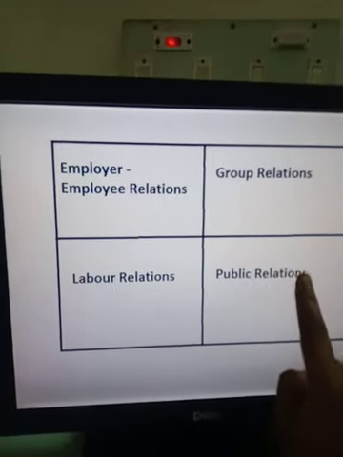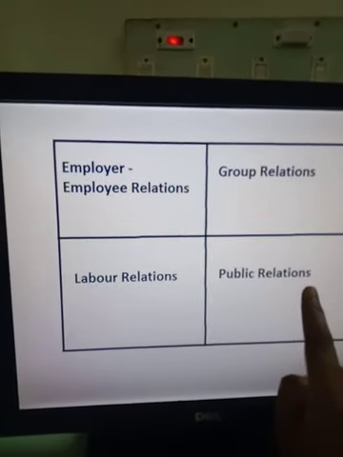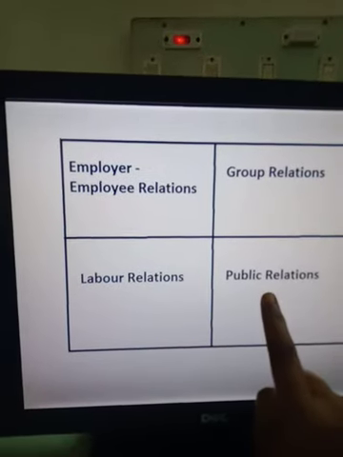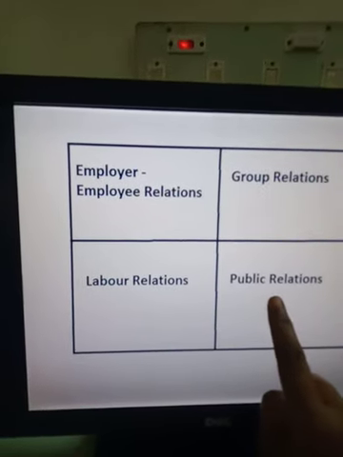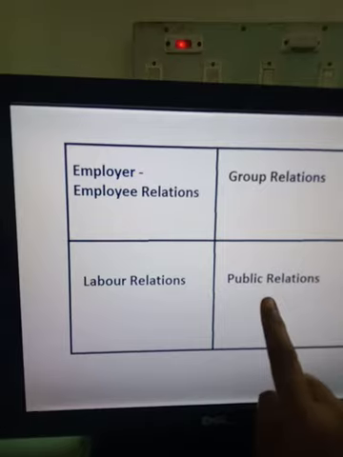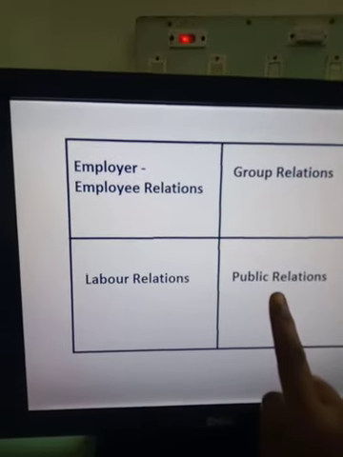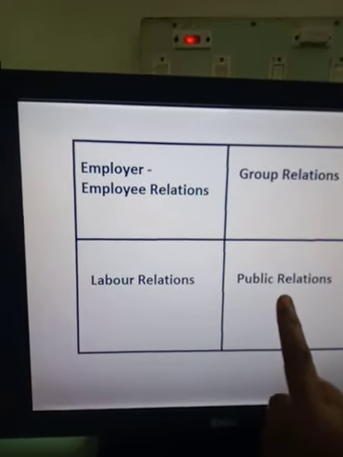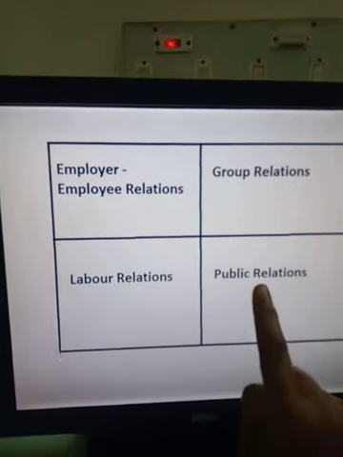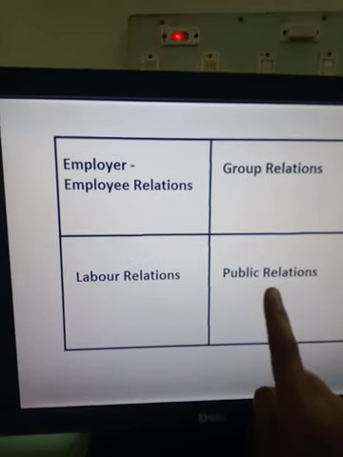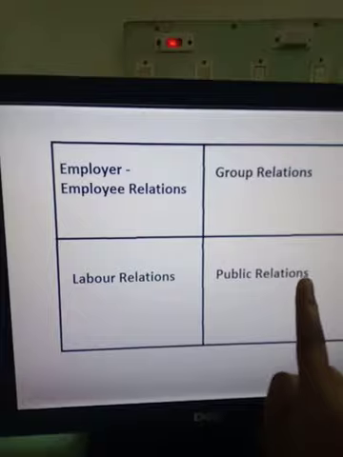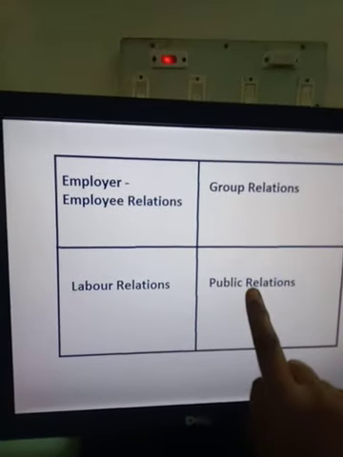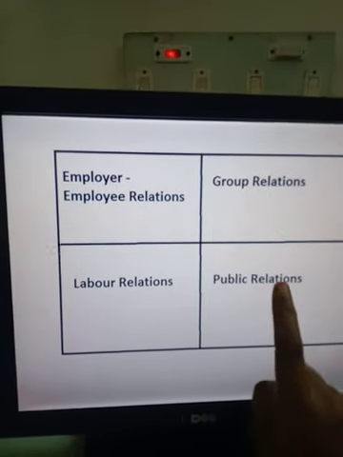Next one, the public relations. So the industries have to maintain public relations. Why? Because they set up an industry in the society, and the product goes out to the public, so the relation is also with the public. That's why we call it public relations. These are all the points of the scope of industrial relations.